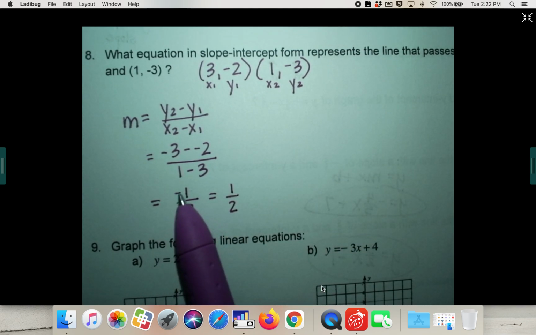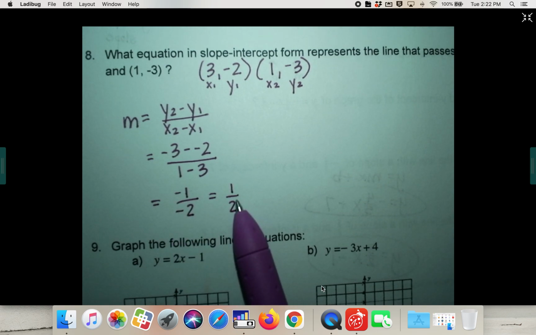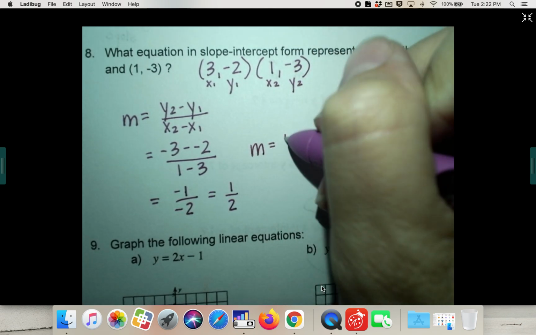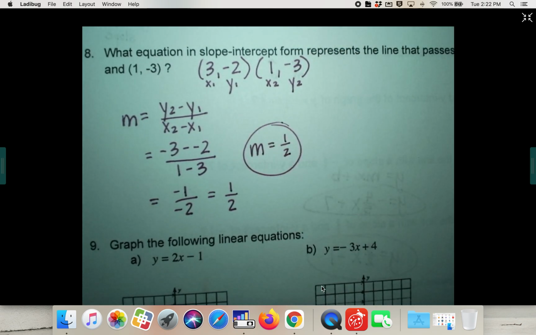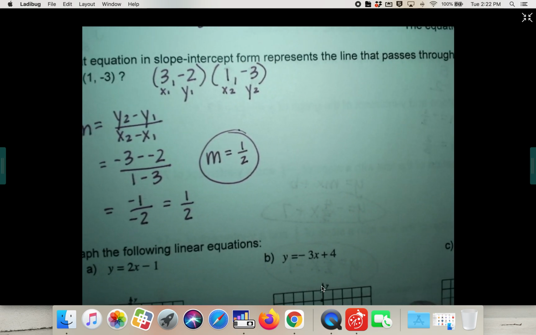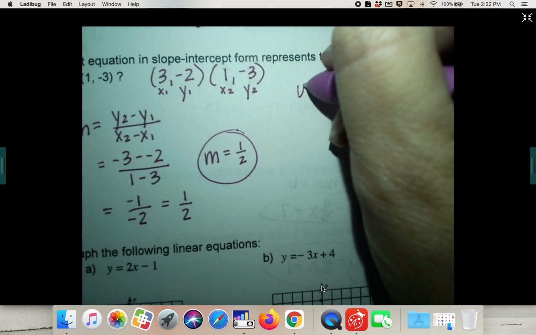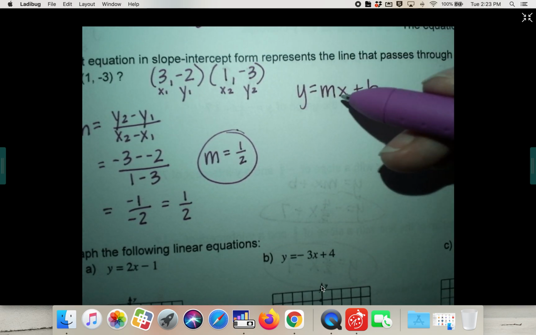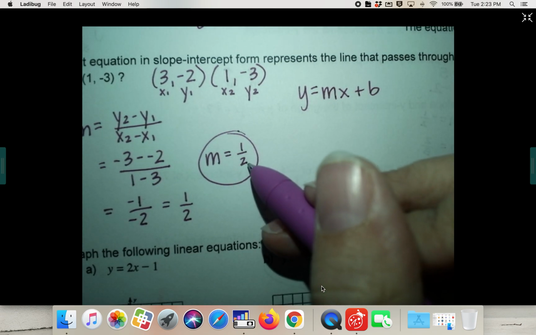Please know that if you have a minus on the top and bottom, that's a negative divided by a negative, which would make the whole thing positive. So I've got my m. My m is 1/2. All right, great. We've got half of the equation. Now I still need to get my b. So how you do that is start by writing y equals mx plus b. I know what my m is, it's half.